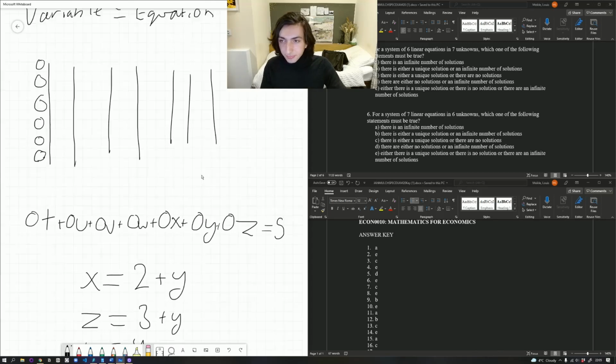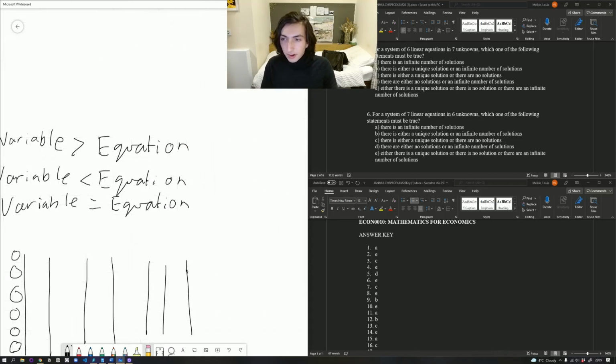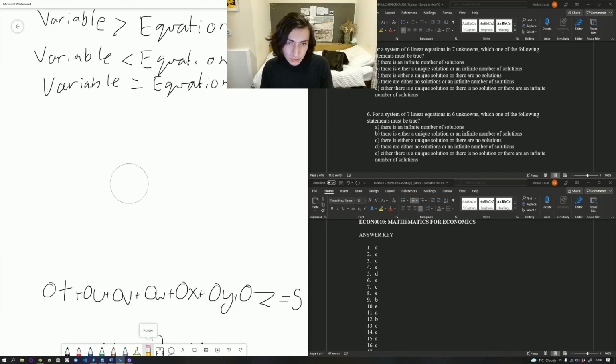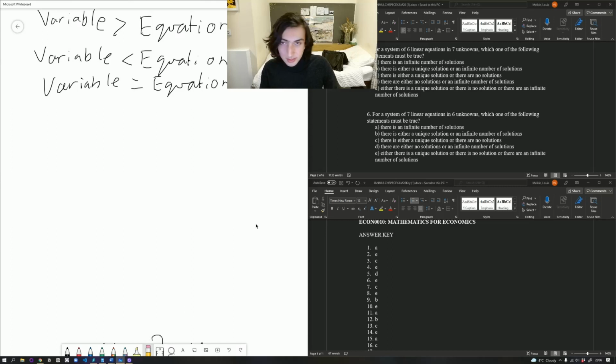So let's mark that. For the top one, okay, when the variables are in larger amounts than the equations, you have either no solutions or infinite solutions. Okay, now what about when it's smaller? So let's look at number 6. All right, so for number 6, it says the solution is E. Either there is a unique solution, or there is no solution, or there is an infinite number of solutions.